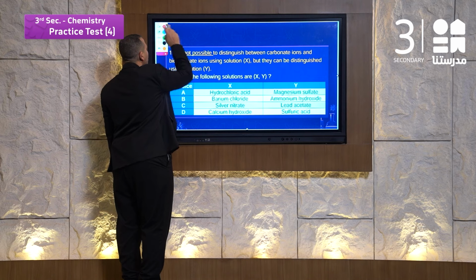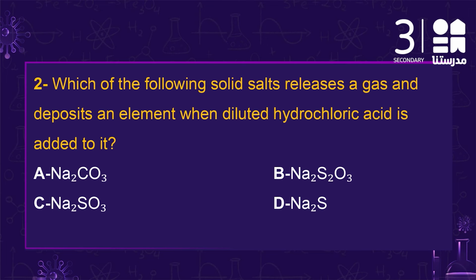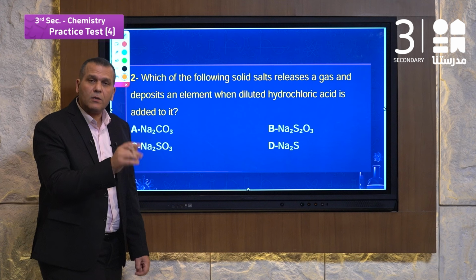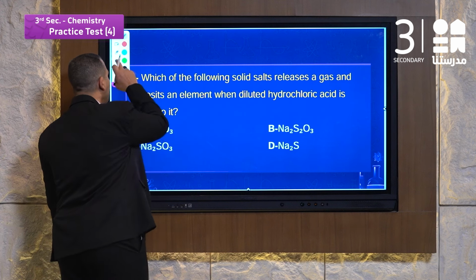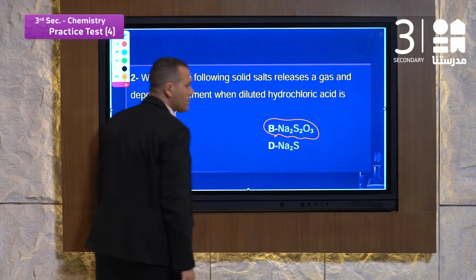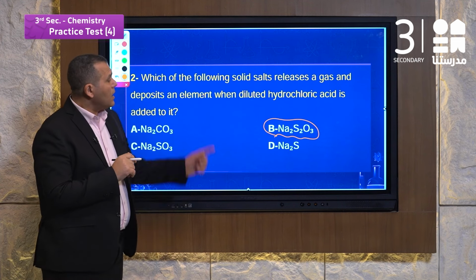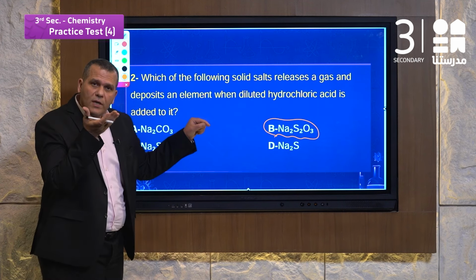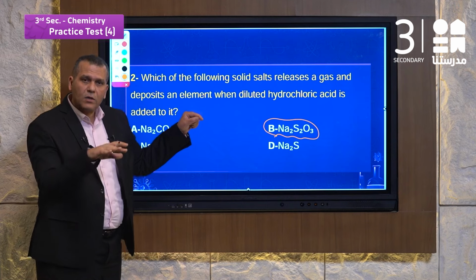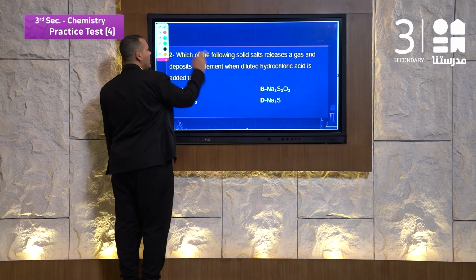The second question. Which of the following solid salts release a gas and deposit an element when diluted hydrochloric acid is added to it? كلنا عارفينه اللي هو مين؟ Thiosulfate salt. Any thiosulfate salt, sodium thiosulfate, potassium thiosulfate. By adding HCl, sulfur dioxide gas evolves and yellow sulfur precipitates. يبقى correct answer B, sodium thiosulfate.